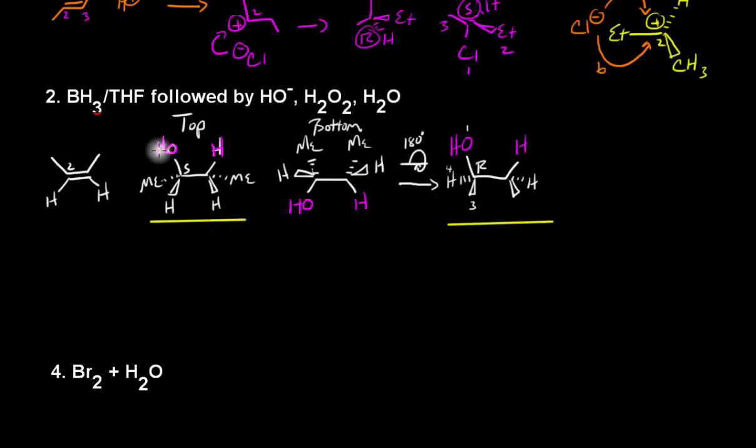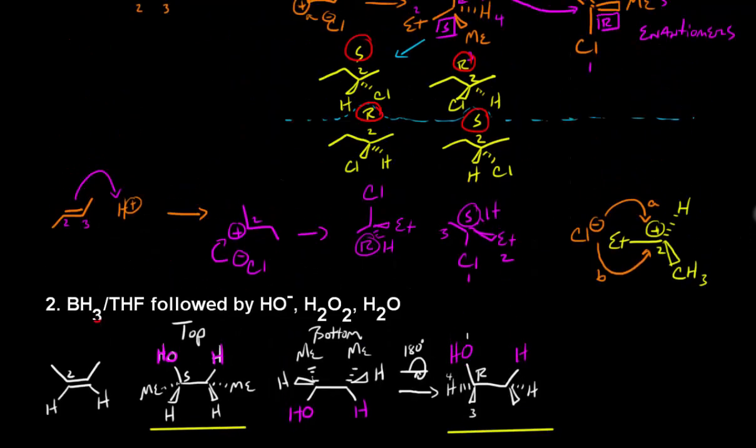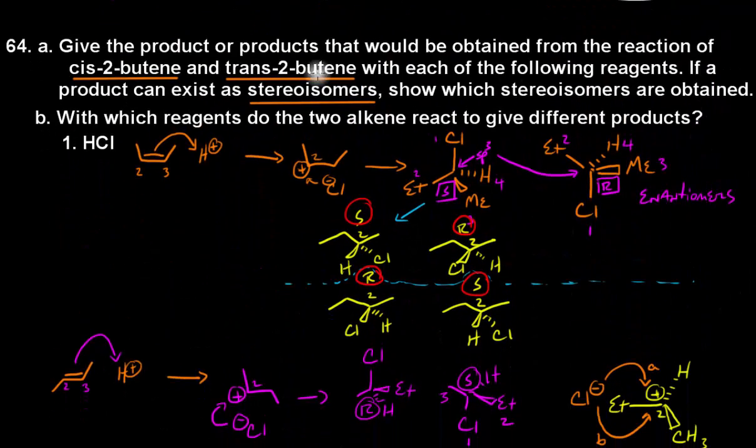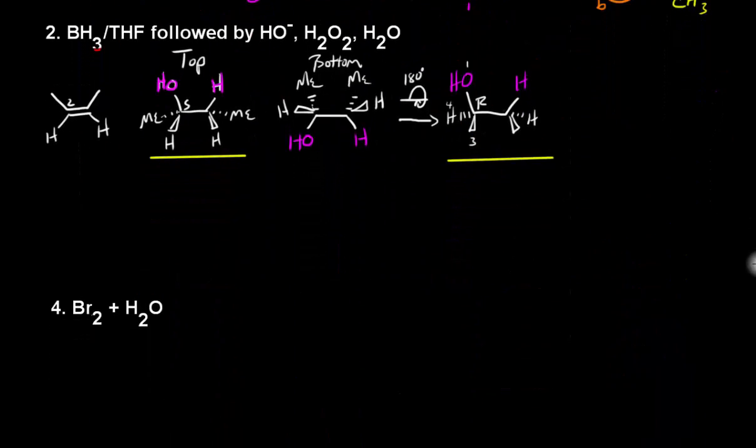Just make sure that when you try to solve, you remember that if the lowest priority is facing towards you, that is going to give you an incorrect answer. So it might look R, but in reality it's going to be S. Okay, so now we know that for this possibility we're going to have 2 different stereochemical products. So if a product can exist as stereoisomers, show which stereoisomers are obtained. So we did that for this first example.